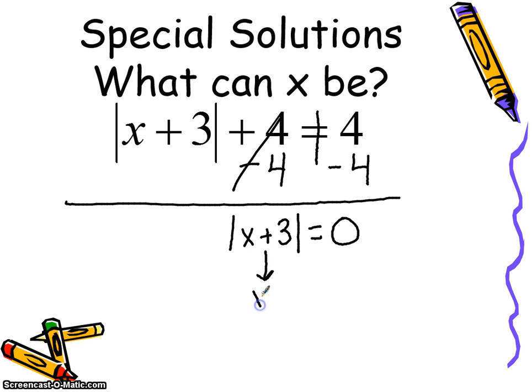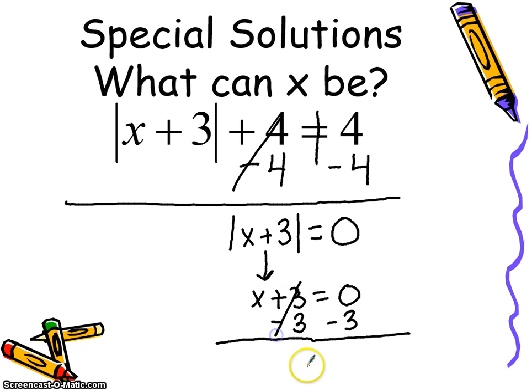So that means that what's inside is equal to 0. And then we just need to use inverse operations, which in this case is just one step, in order to isolate the variable. So we get x equals negative 3.